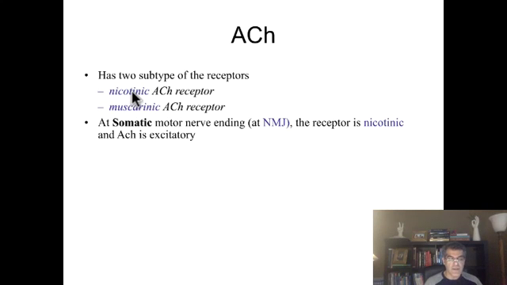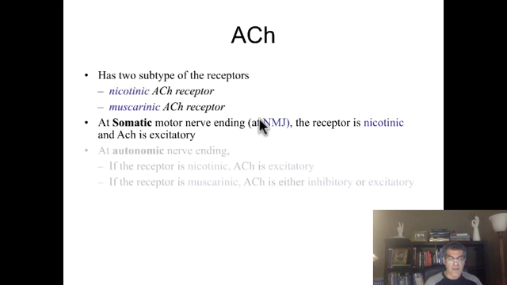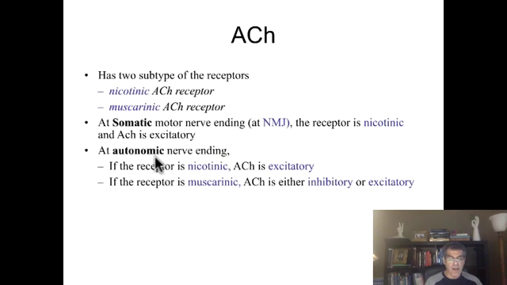Where do you find the nicotinic receptor? It's found in the neuromuscular junction and also inside the ganglion of the autonomic nervous system. It's always excitatory. Where do you find the muscarinic receptor? You always find it at the target organ, and the muscarinic receptor can be inhibitory or excitatory.